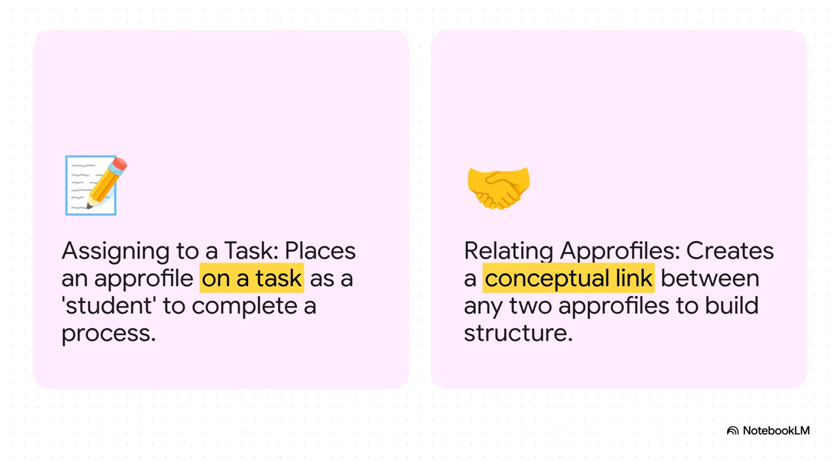Now, this is a really important distinction to get, the difference between assigning and relating. Assigning is when you put in a profile on a task to get something done. It's a procedural thing. But relating is different. That's when you create a conceptual link between two profiles. It's how you build the structure. So one is about process, the other is about the org chart. You could relate a person to a project without ever assigning them to do a specific task on it.